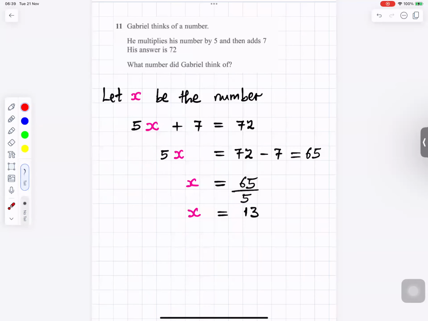Question 11. Gabriel thinks of a number. He multiplies his number by 5 and then adds 7. So you think of the number, let the number be x. You multiply by 5, so it's 5 times x. And then you add 7. And the answer is 72. Now we want to find the number. Minus 7 on both sides. You got 65 and then divide by 5. You got 13.